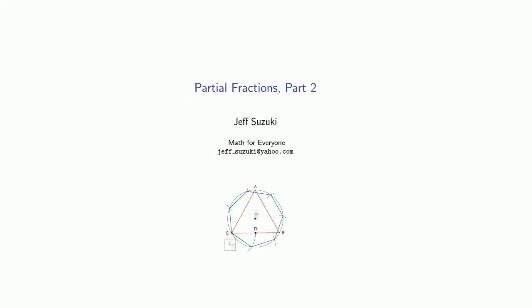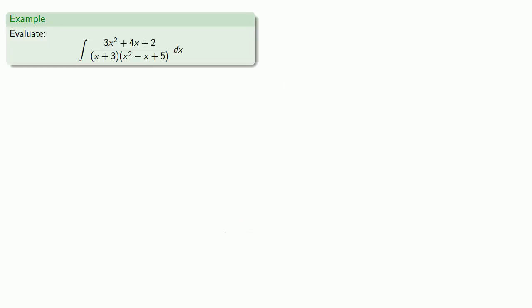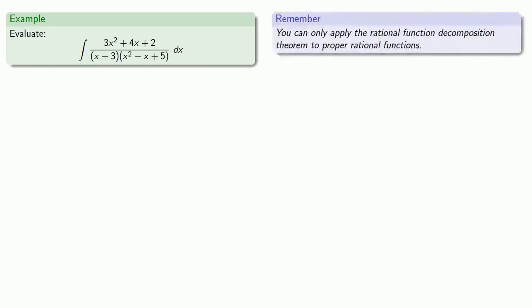Let's look at a few more cases involving the integration of rational functions. For example, consider the integral of 3x squared plus 4x plus 2 over the product x plus 3 times x squared minus x plus 5. Now the first thing to remember is that you can only apply the rational function decomposition theorem to proper rational functions. So we should verify that the numerator is a polynomial of degree 2.